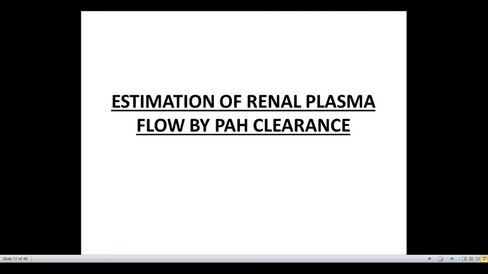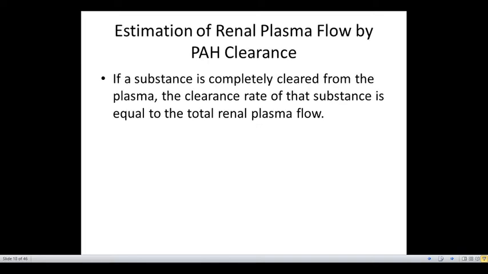Next, we study the estimation of renal plasma flow by para-aminohippuric acid clearance. Remember, it is the estimation of renal plasma flow and not the glomerular filtration rate. Theoretically, if a substance is completely cleared from the plasma, the clearance rate of that substance is equal to the total renal plasma flow.